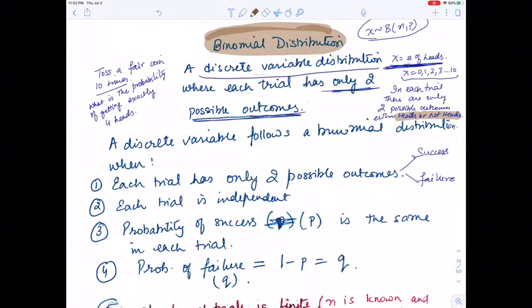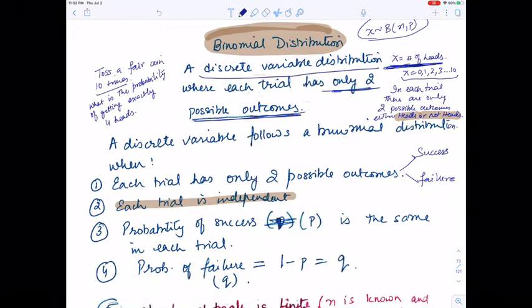Now, are these trials independent? That's another condition that must be met. These are independent tosses. What you get on the first toss has no impact on what you get on the second or third or subsequent tosses. So yes, these are independent trials.